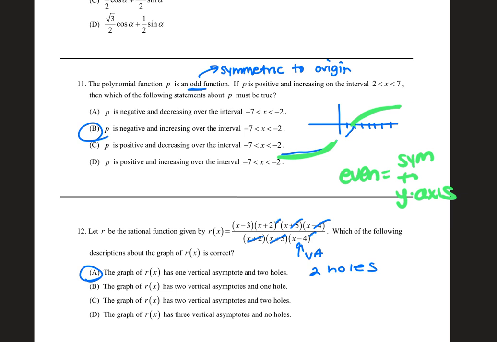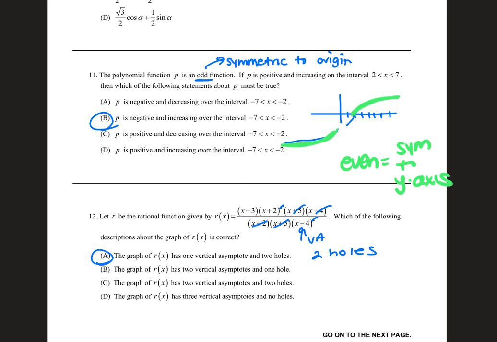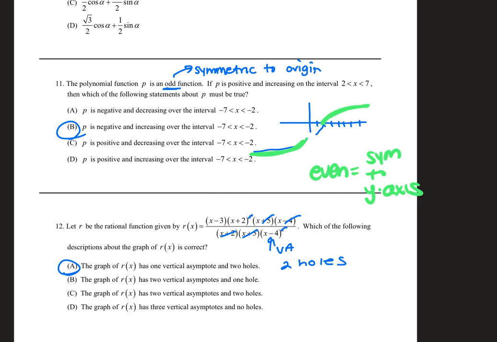In the opposite quadrant. The way I thought of it was like x to the third power. Does that work too? Yeah, because that is symmetric to the origin. So if you wanted to draw it, to picture it, that's totally fine. So it says p is positive and increasing on the interval of 2 to 7. So then we flip 2 to 7, which is in the first quadrant, and we flip it down into the third quadrant. It goes to the opposite quadrant, and those x values will be negative.